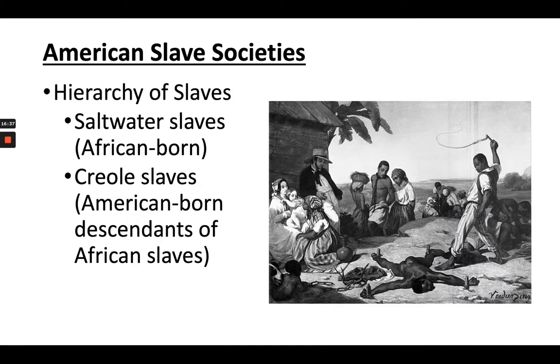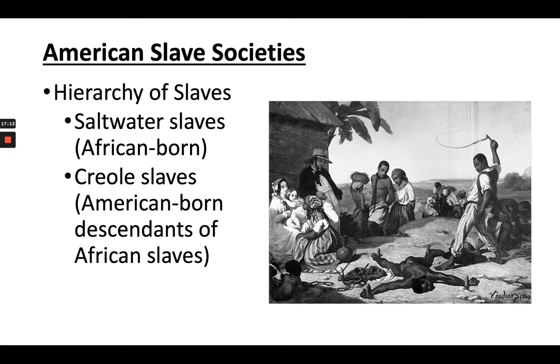So, let's talk a little bit about American slave societies. Well, you have some different terms, just like we kind of had in our Spanish colonies, peninsulares, Creoles, etc. Same kind of idea. You have your saltwater slaves. These are people who have been recently imported from Africa, right? They were born in Africa. Creole slaves, these are slaves who were born in the Americas. They are the descendants of African slaves.